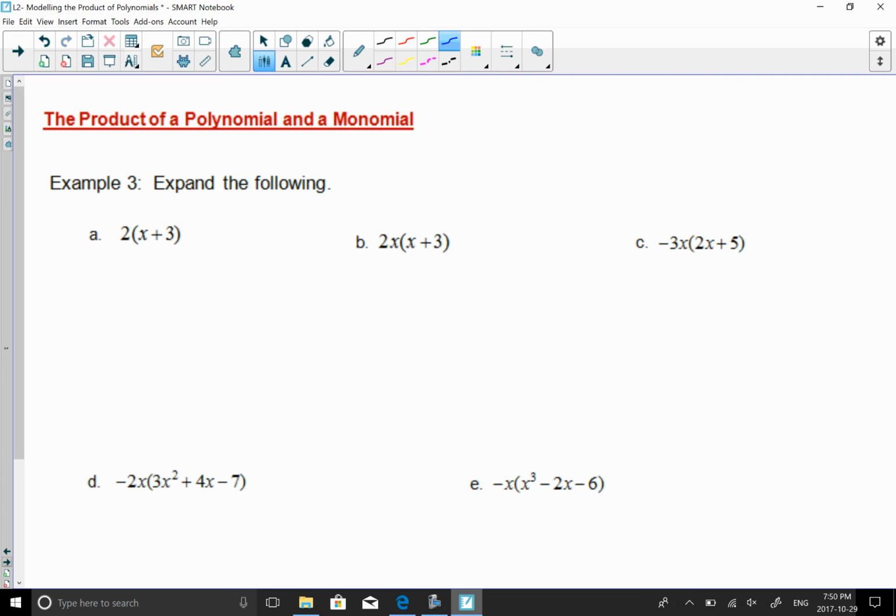So now we have the product of a polynomial and a monomial. Here we have a binomial and a monomial, so one term. So I'm going to expand. If you recall from previously, expand means to multiply. So expand the following, multiply. So remember your distributive, 2 times x is 2x, and then 2 times 3 is 6. Here, multiply this 2x times x, that's 2x squared, and this 2x times 3, which is 6x.